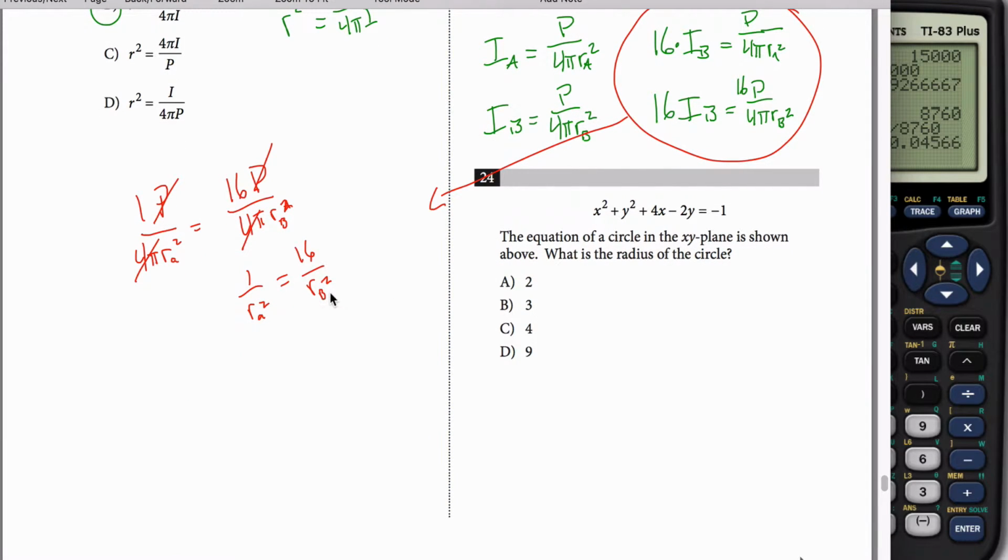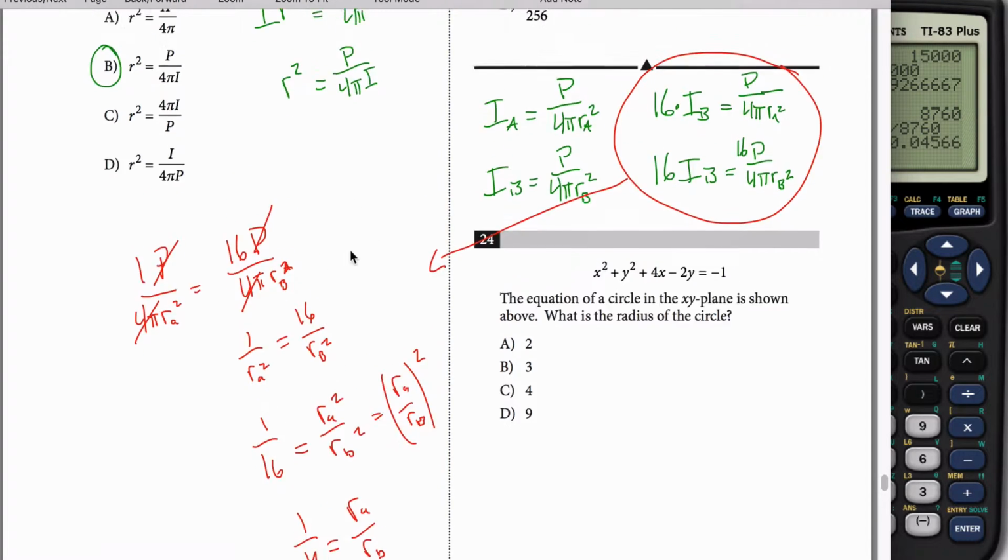Well, the way I could figure that out is I could divide both sides by 16 to get 1/16, and then multiply both sides by person A to get here. And RA squared over RB squared is the same as RA over RB squared. So I could take the square root of both sides and get 1/4 is equal to RA over RB. Here's how you could do it algebraically and talk yourself through it.